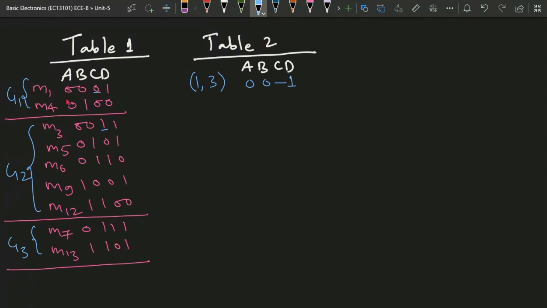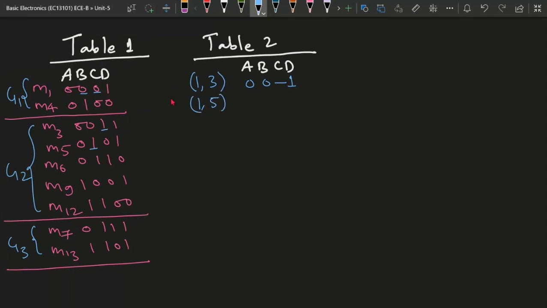Yeah, so next we will be checking M1 with M5. When we compare M1 with M5, this is 0, this is 0, same, and this is 1, there is a change. Only one change is there. Next is 0 and 0, same. 1 and 1, same. So only one bit is changing, which means we can do the pairing. So 1 will be paired with 5.